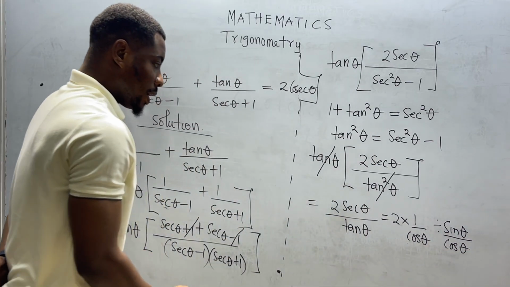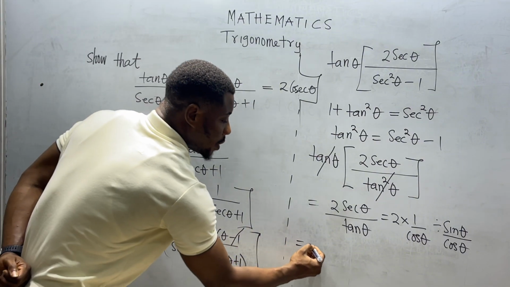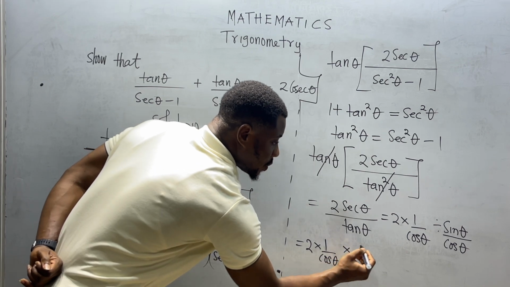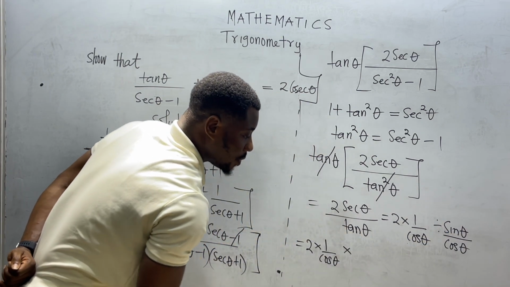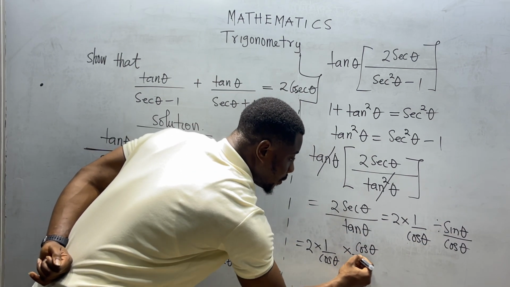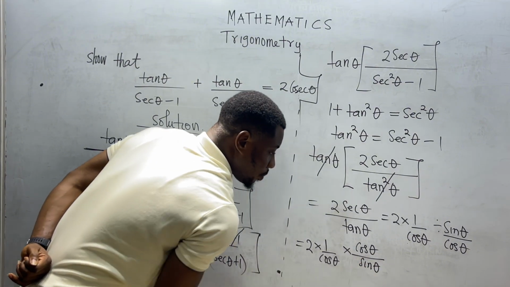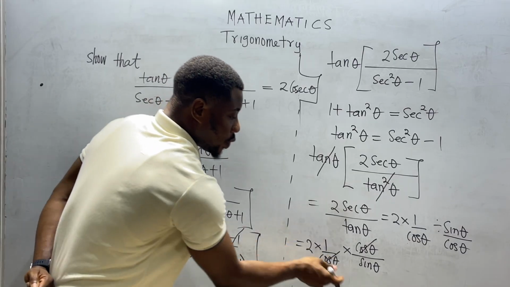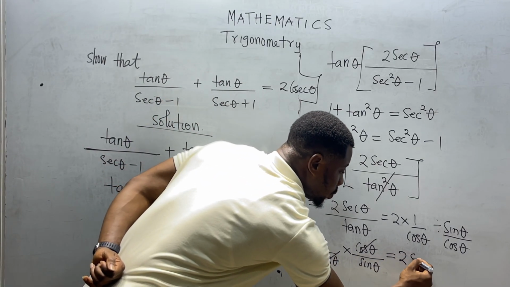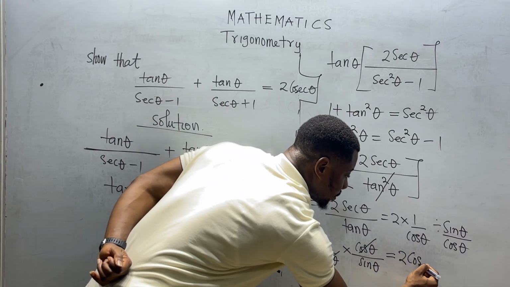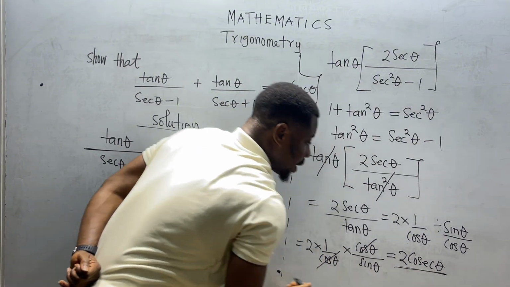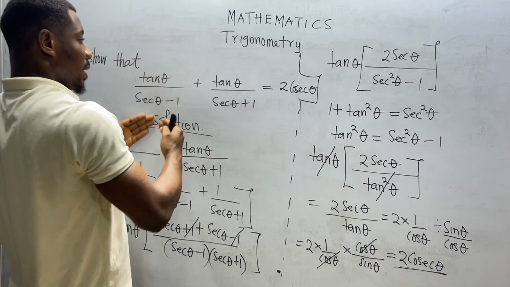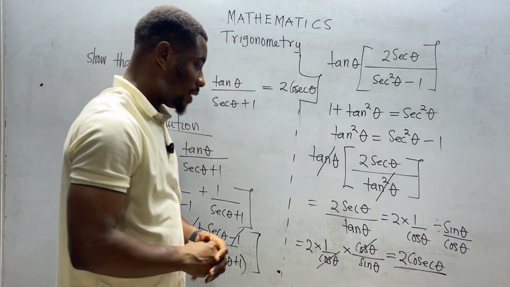At this point, we can still do this. We could say this gives us 2 times 1 over cos theta. If I change this to times, you know that cos goes up and sine comes down. So we have cos theta divided by sine theta. Now cos can cancel out cos. So we are left with 2 over sine. 2 divided by sine gives us 2 cosec theta. So you can see that we have been able to, from our deduction, show that the left hand side is equal to the right hand side. All right.